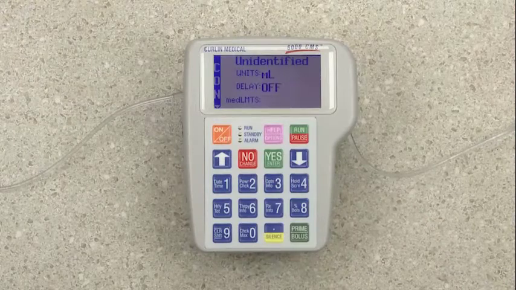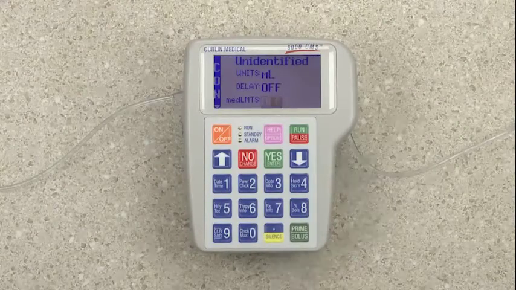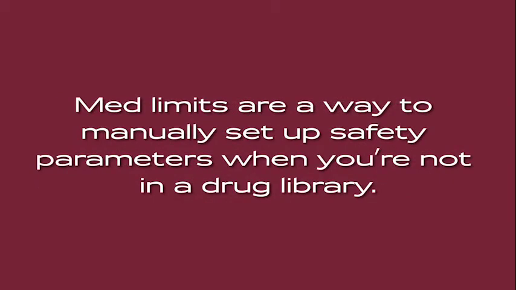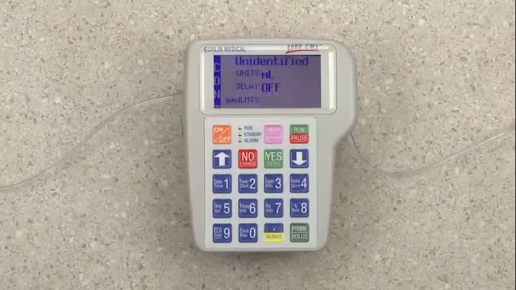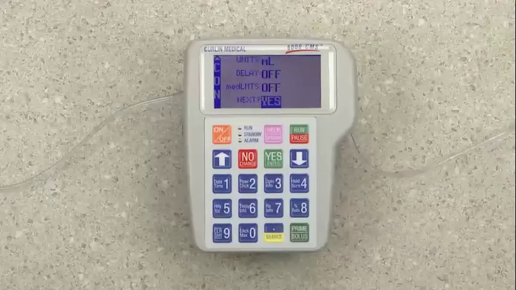The next field is the Med Limit screen. We are not going to cover the Med Limit screen in this in-service. But you should know 2 of the therapy modes have med limits, and they are the continuous and the PCA modes. Med limits are a way to manually set up safety parameters when you're not in a drug library. A drug protocol in a drug library has built-in safety features. The med limits allow you to set them up manually. However, we are going to leave the med limits off for this in-service, so press Yes. Then it asks us if we're ready to move to the next screen, and we say yes again.